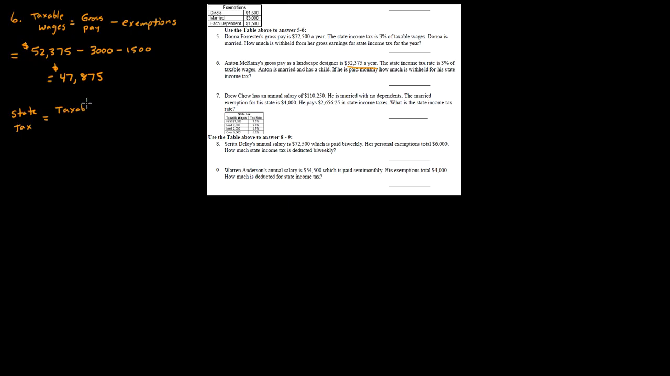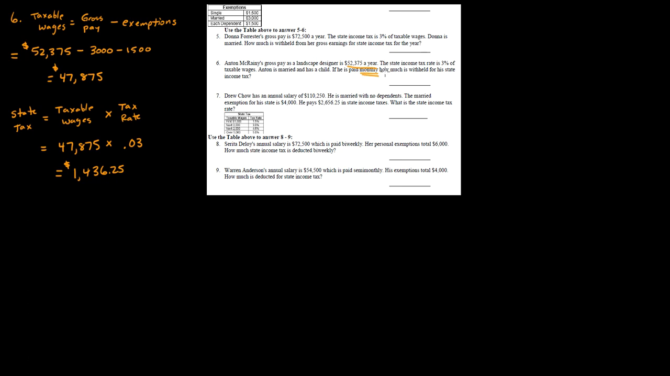And then to find the actual state income tax, you take the taxable wages and multiply that times the tax rate. We just found that the taxable wages are $47,875. We multiply that times the rate, which is 0.03, because it's 3% written as a decimal. When we multiply that out, we get $1,436.25.